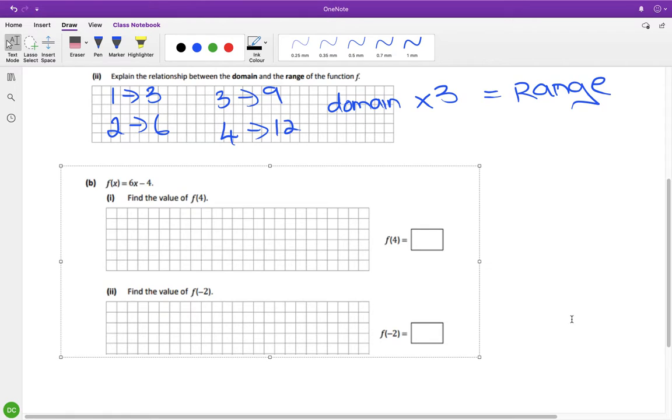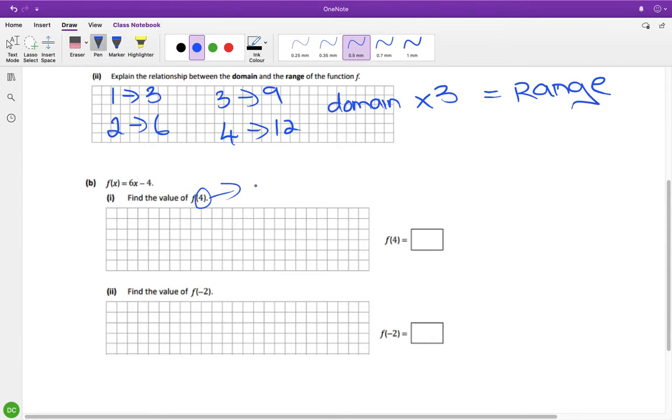So the function they give us is 6x minus 4, and they want us to find the value of f of 4. So f of 4, that means that x equals 4. So we do 6x minus 4, and in place of x, we put in the 4 from here, minus 4. 6 times 4 is 24 minus 4, which is 20.